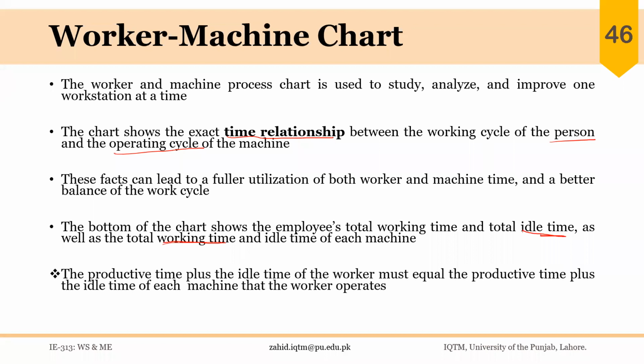The productive time plus the idle time of the worker must equal the productive time plus idle time of each machine that the worker operates. So that is very important, that total cycle time should be equal. So the sum of the idle time and working time of the worker should be equal to the sum of idle time and working time of the machine.